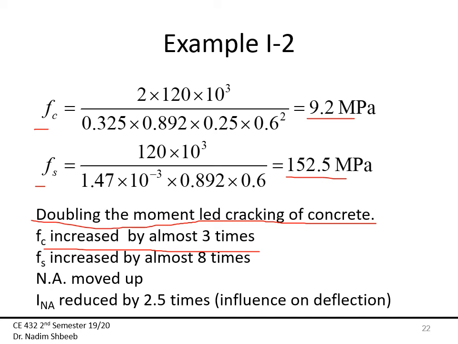So again, there is no linear relationship. It was not doubled by 2 times. Fs also increased by almost 8 times. So again, it was not a 1-to-1 ratio. So this is just going from the non-cracked section to the cracked section.